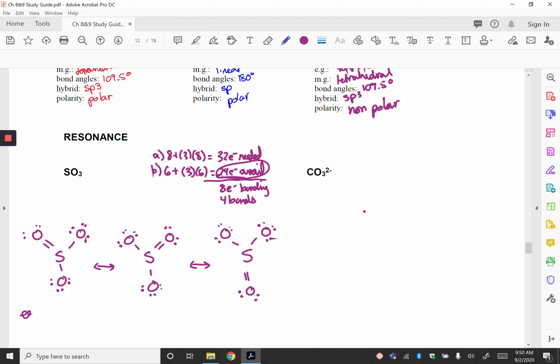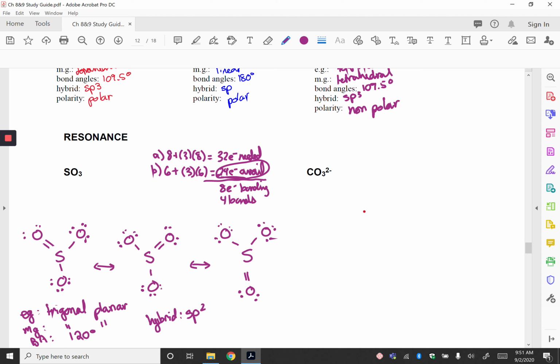The electron geometry here is trigonal planar because we only have 3 areas of electrons. The molecular geometry is the same. The bond angles, call it BA for bond angles, are 120 degrees. The hybrid is sp2: 3 areas of electrons, so 1 s and 2 p's need to mix together.